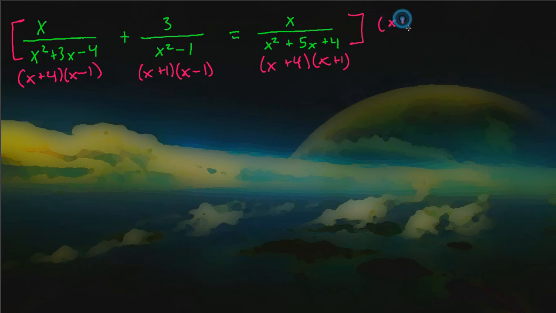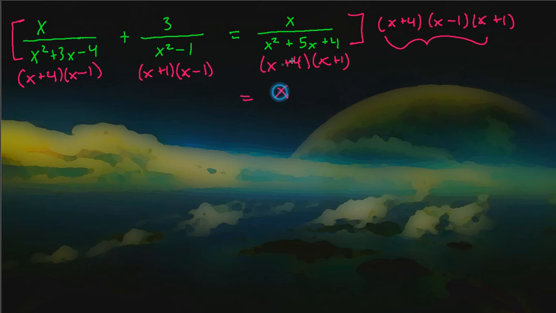So I have x plus 4. Now I see that that would also cancel this. And then I have an x minus 1. That'll cancel this. So this is good. And then I need an x plus 1. So I multiply both sides by this entire group, and it's going to distribute to each one of these fractions.